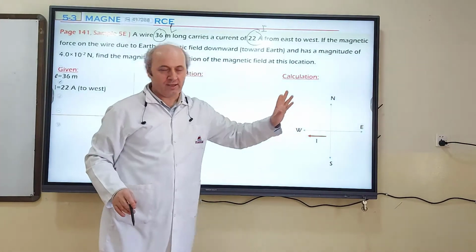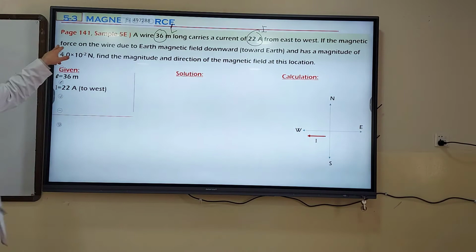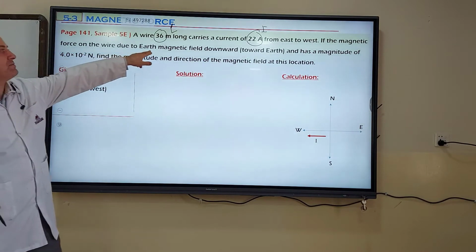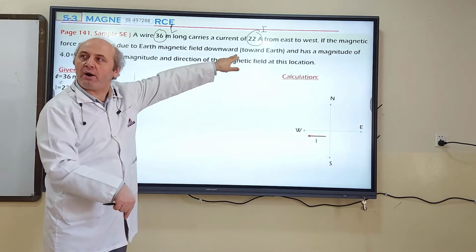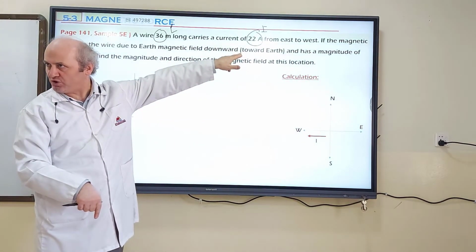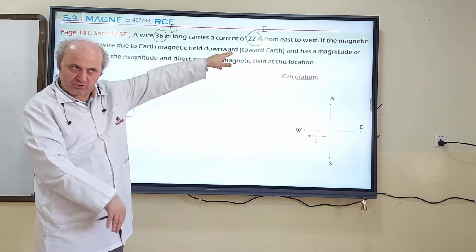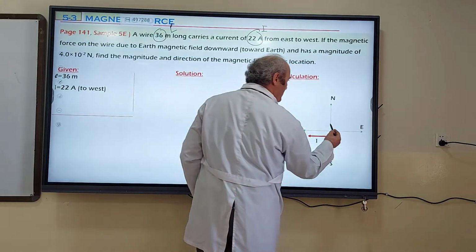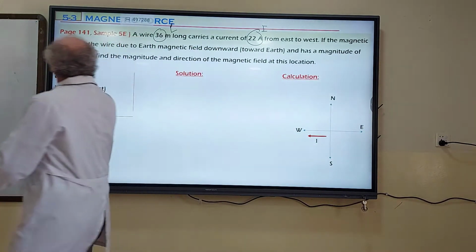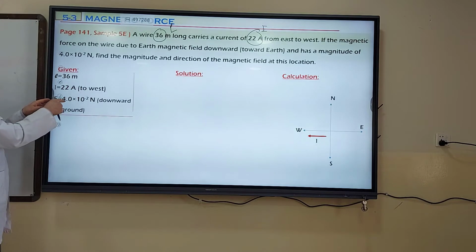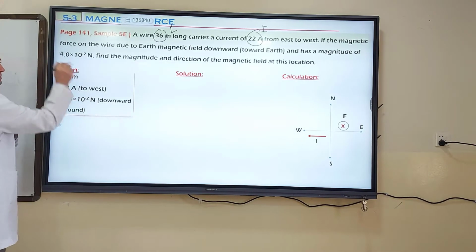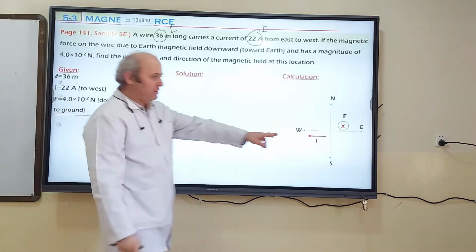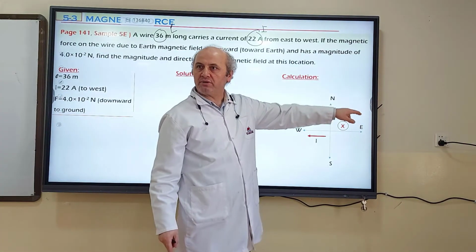Yes. Continue. If magnetic force on the wire due to Earth's magnetic field is downward towards the Earth, downward to the ground, we represent it by cross, remember? Downward to the ground is cross. So magnetic force will be downward to the ground. So 4 times 10 to the power negative 2 Newton, downward to the ground, cross. I will represent it by cross, just like this. Magnetic force is downward to the ground, which is cross.